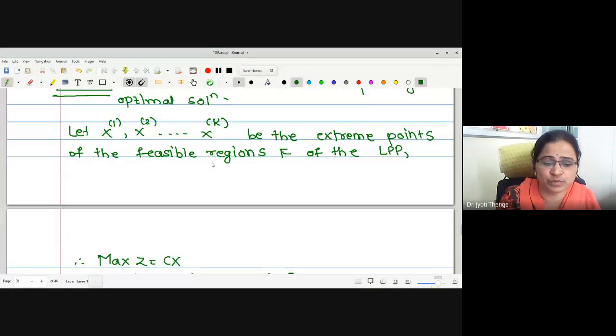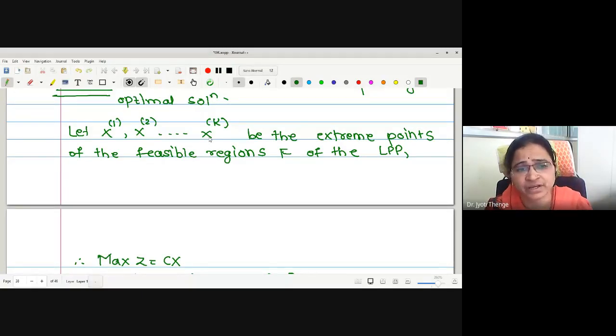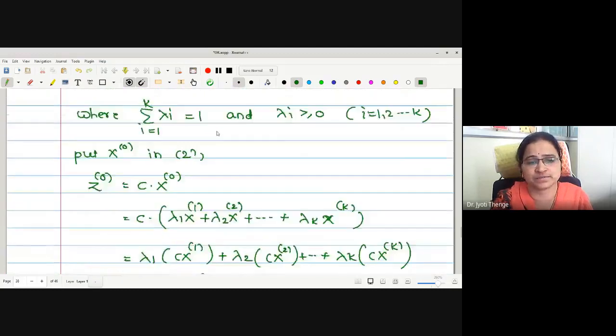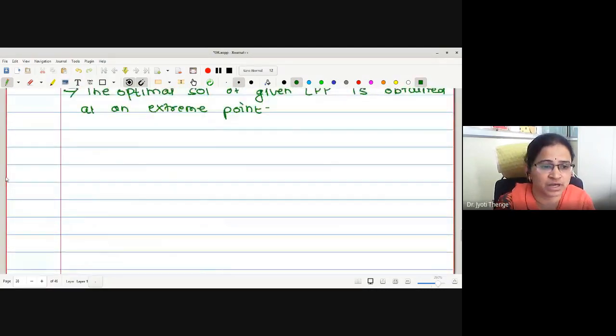Therefore, what we will assume in the second part is that among x1 to xk, for the sake of convenience, the first r points among k points give us the optimal solution. Then we will find the convex combination of these r points, and we will check the value of the objective function at the convex combination of these r points. Right? Let me write part 2.